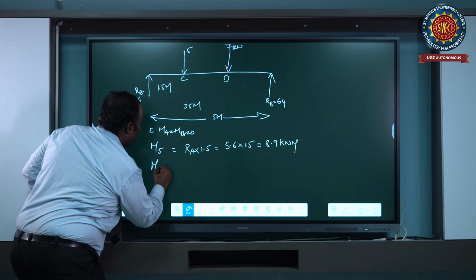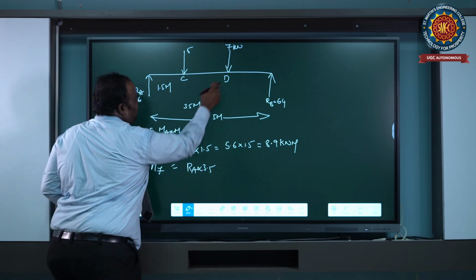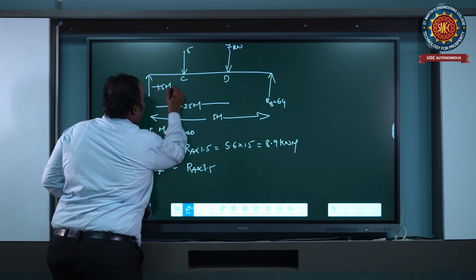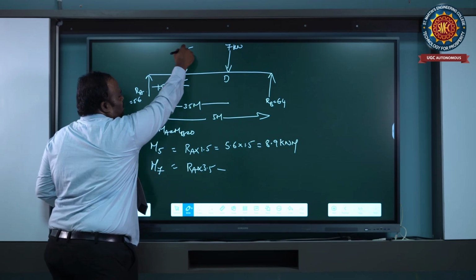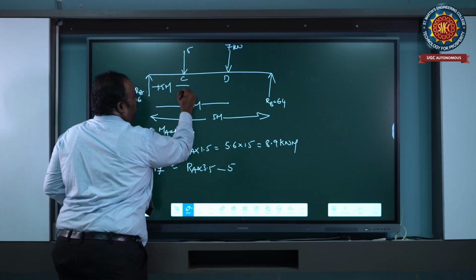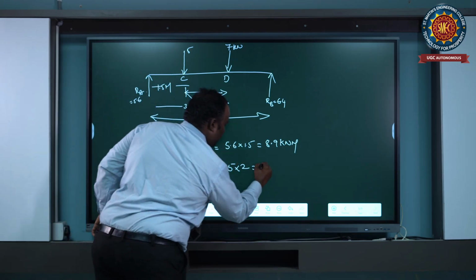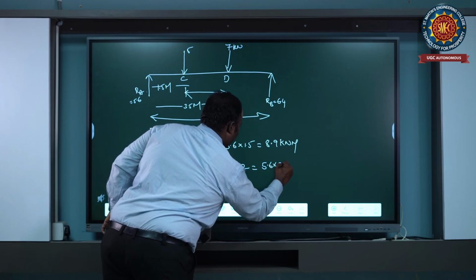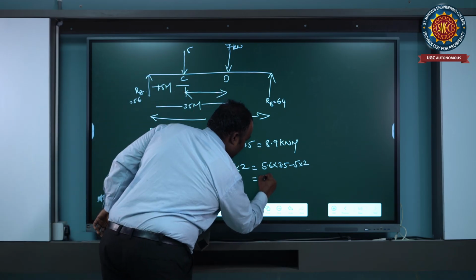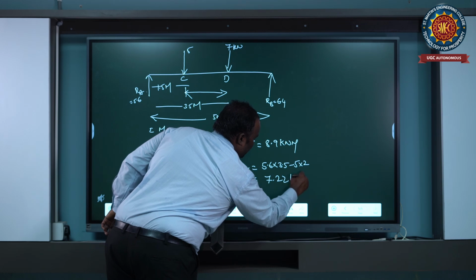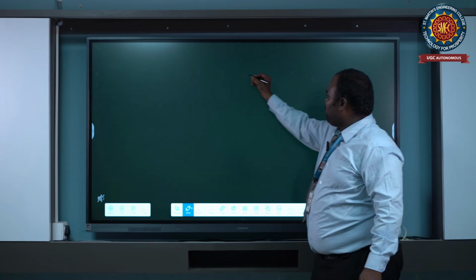At the 7 kilonewton load, it is RA into 3.5, since the distance from A to D is 3.5 meters. RA into 3.5 minus the downward load at point C, which is 5, into the distance from C to D, which is 2 meter. That equals 5.6 into 3.5 minus 5 into 2, which equals 9.8 kilonewton meter. Then finally we draw the shear force and bending moment diagram.